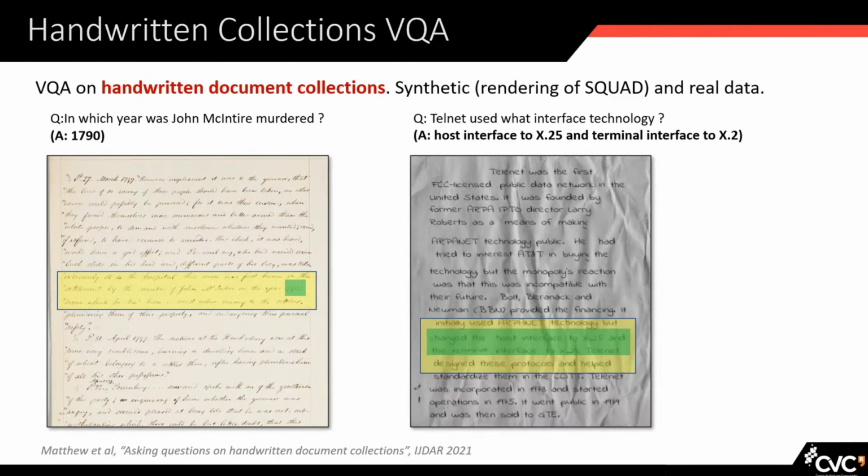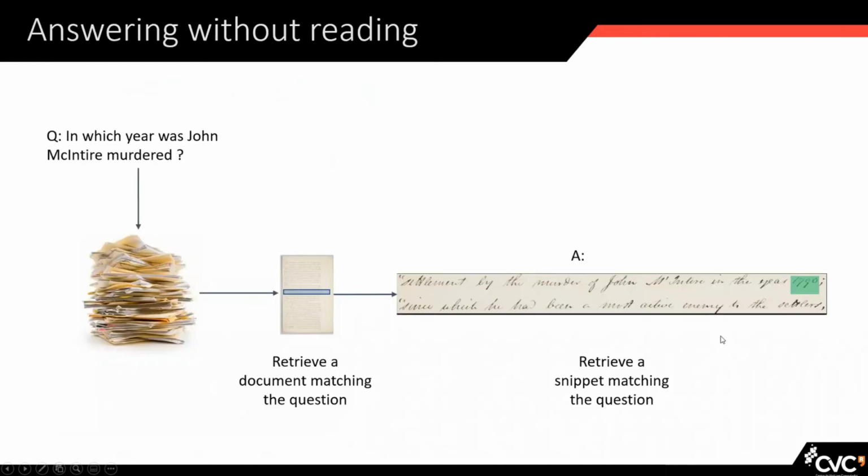The last one, the handwritten collections and visual question answering, is also collection-wise, but this time in handwritten form. So in this one, the challenge is to retrieve a snippet of the document where the answer can be found. The idea is not to first apply the OCR and then retrieve an answer, but to directly retrieve a snippet of the document matching the question.